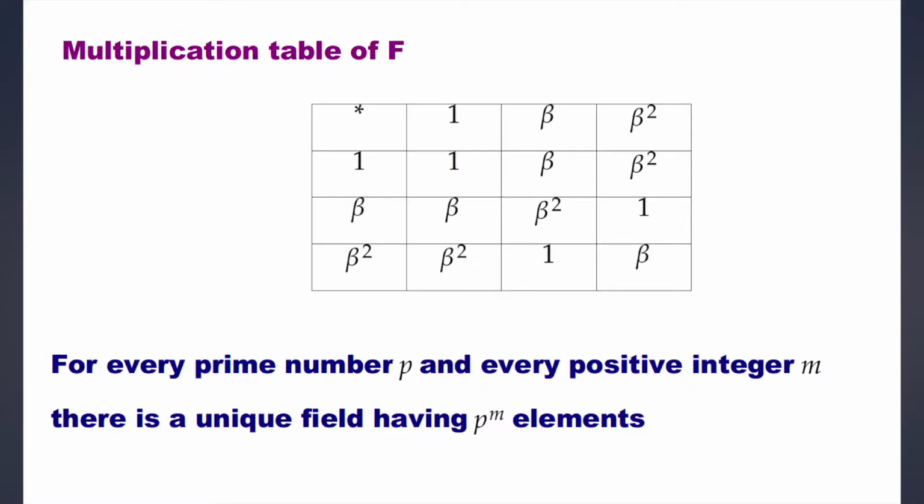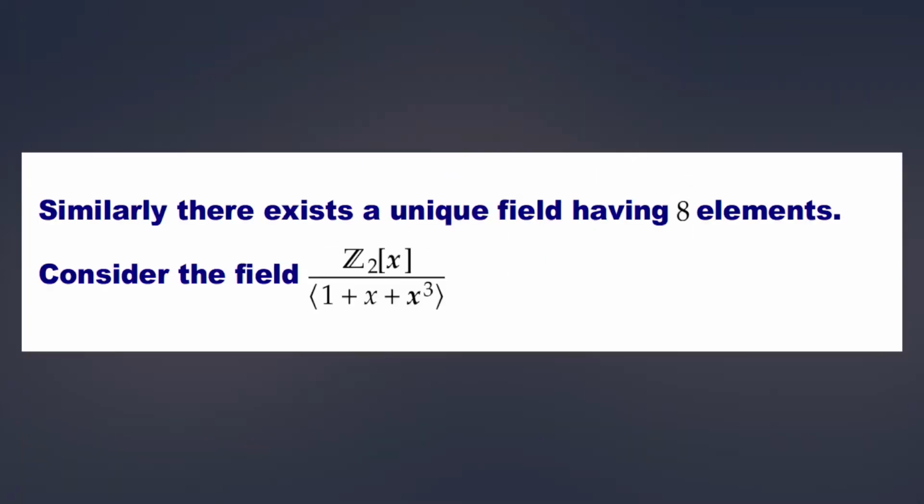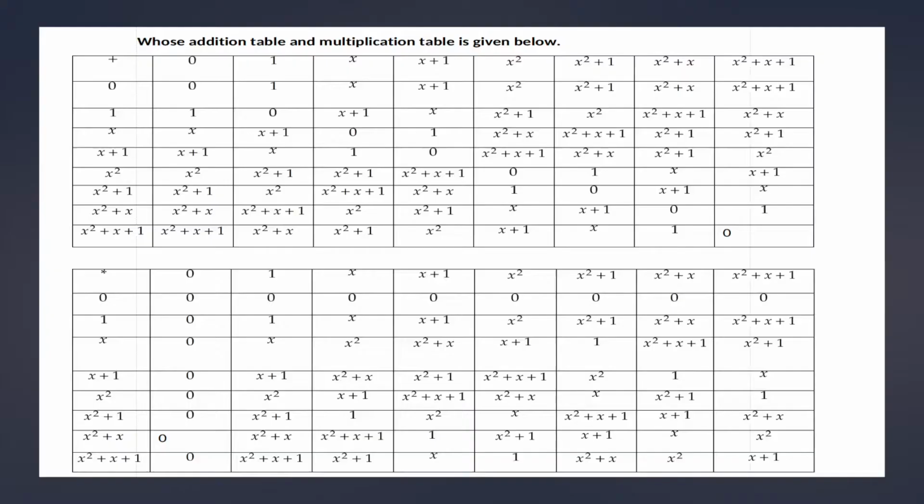For every prime number p and every positive integer m, there is a unique field having p power m elements. Similarly, there exists a unique field having 8 elements. Consider the field Z2 of x over the ideal 1 plus x cube, whose addition table and multiplication Cayley tables are shown on the screen.